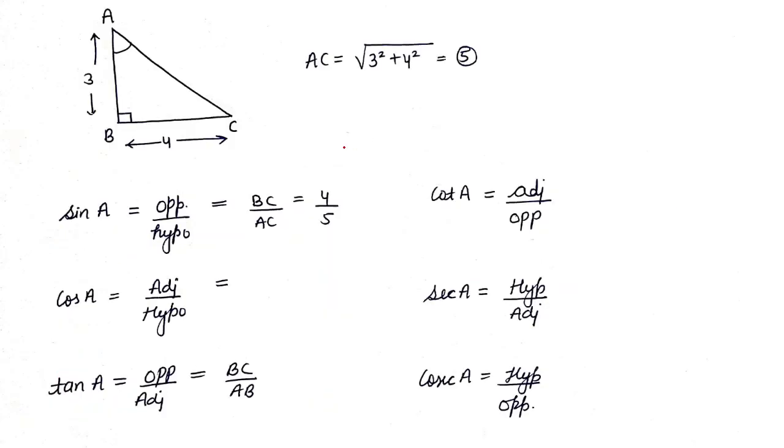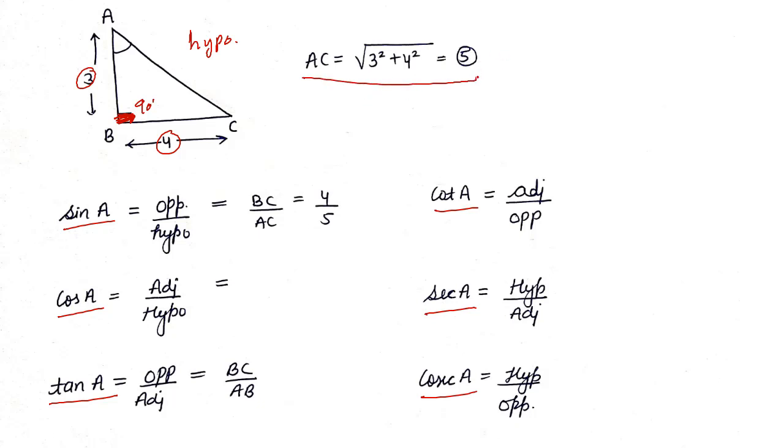First question: here a right angle triangle is given to us where angle B is 90 degrees. So this side will be known as the hypotenuse. The length of AB is 3 centimeter and the length of BC is 4 centimeter, and they are asking us to find the value of sine A, cos A, tan A, cot A, sec A and cosec A, all the 6 trigonometric ratios with respect to angle A. Only two sides are given; AC is not given. How can we find AC? We can use the Pythagoras theorem.